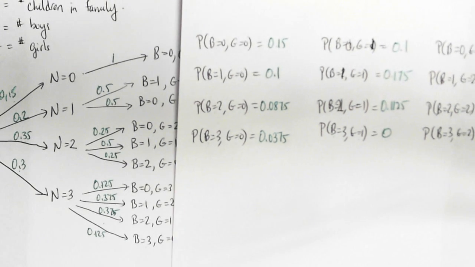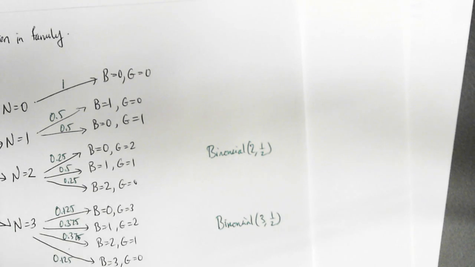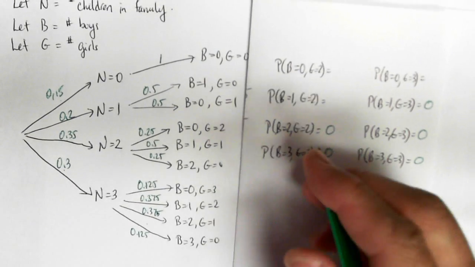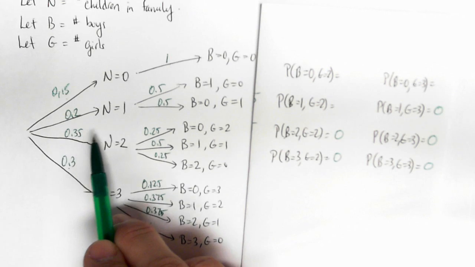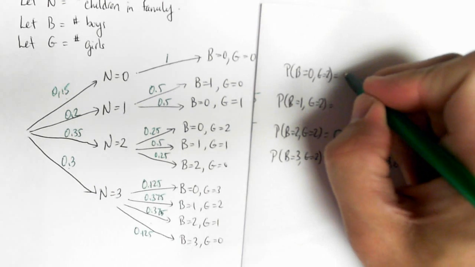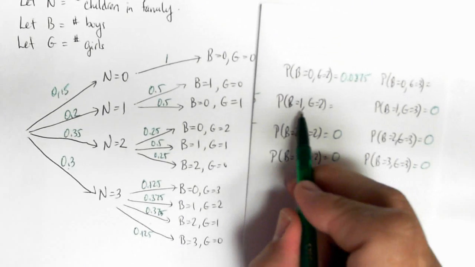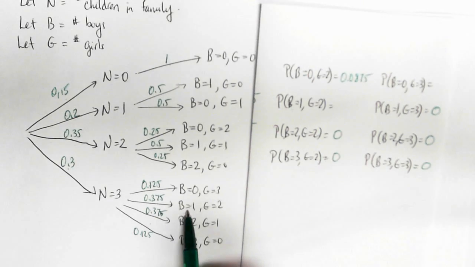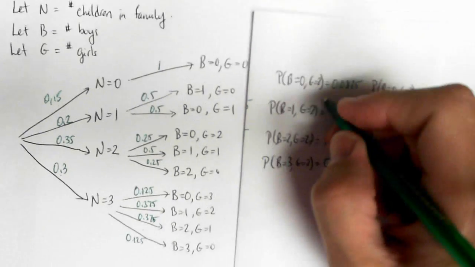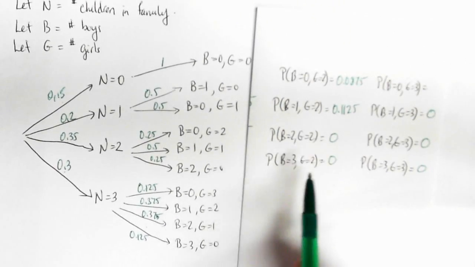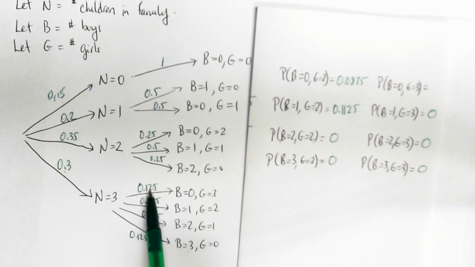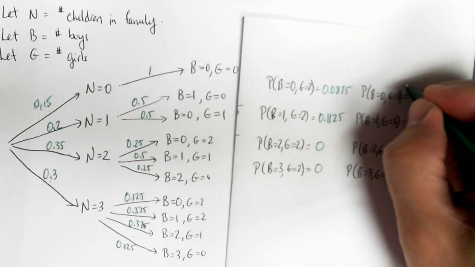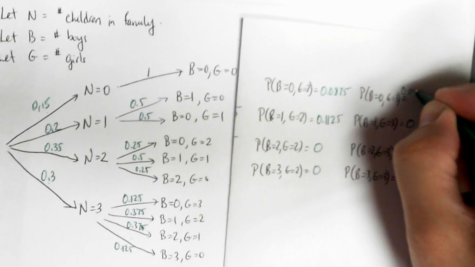All right, continuing on to the next column. The probability of, and let me just fold this paper over so we can see it all on one screen. The probability of 0 boys, 2 girls is going to be right here, so 0.35 times 0.25, and so that works out to be 0.0875. The probability of 1 boy, 2 girls, that's right here, so 0.3 times 0.375 is 0.1125. And lastly, the probability of 0 boys, 3 girls would be 0.3 times 0.125, so that's 0.0375.